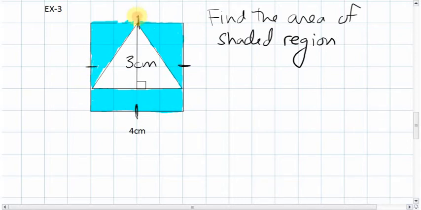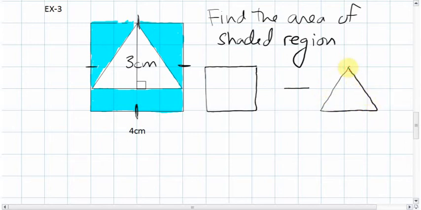All 4 sides are the same. And then, because we cut out the triangle, subtract the area of a triangle from that square. So in picture form, and I'd like you to actually show the work like this. Show what you're doing. We're taking the square and subtracting the area of the triangle.